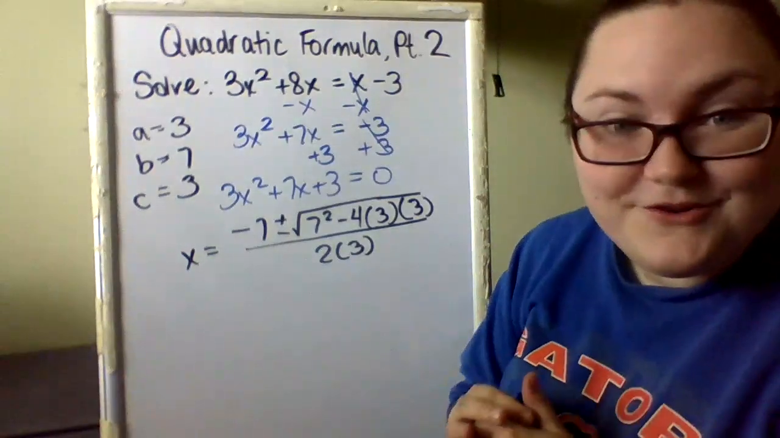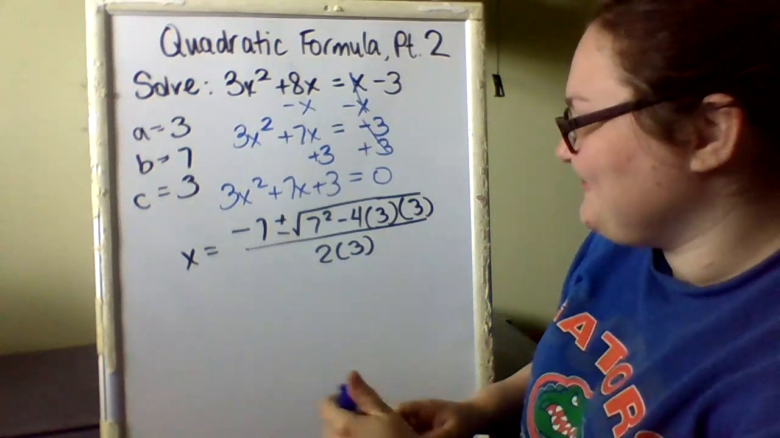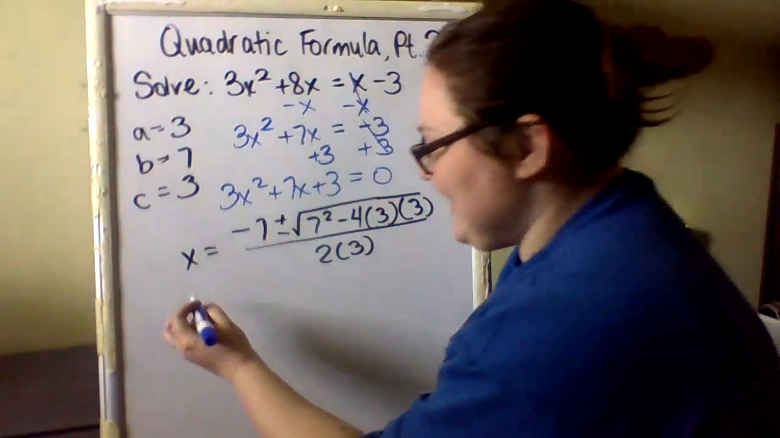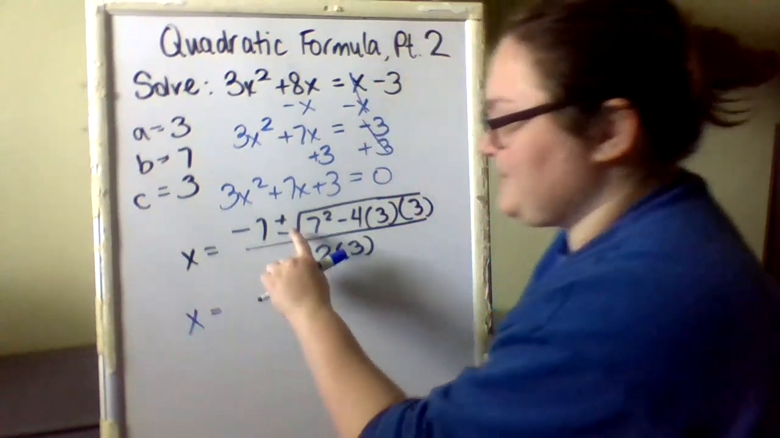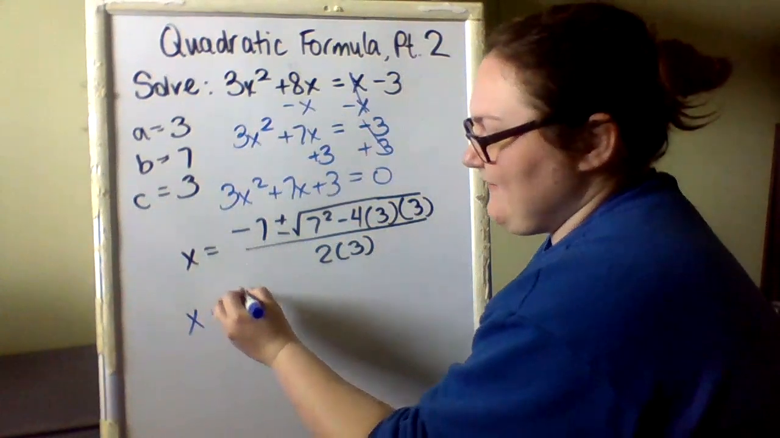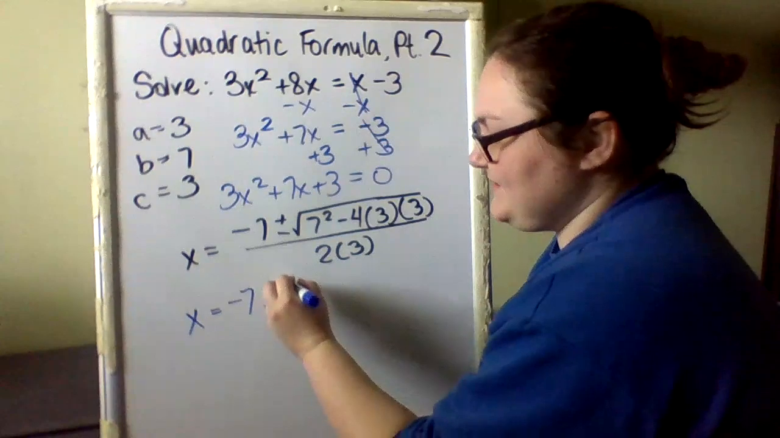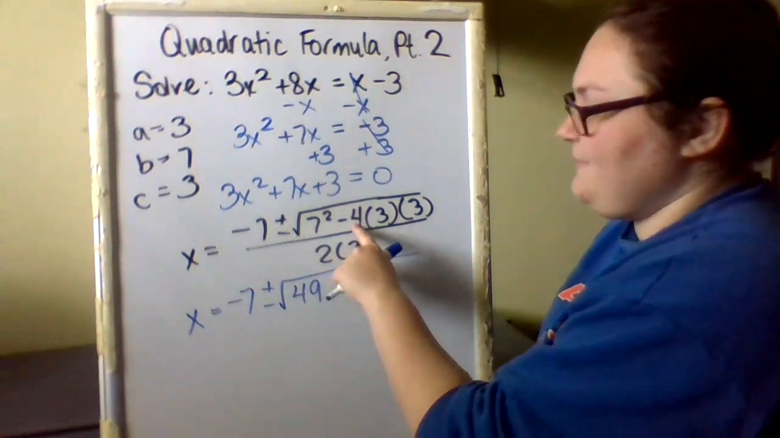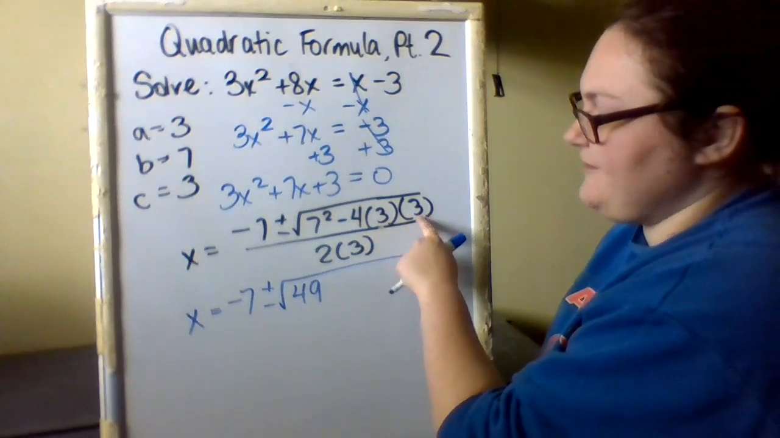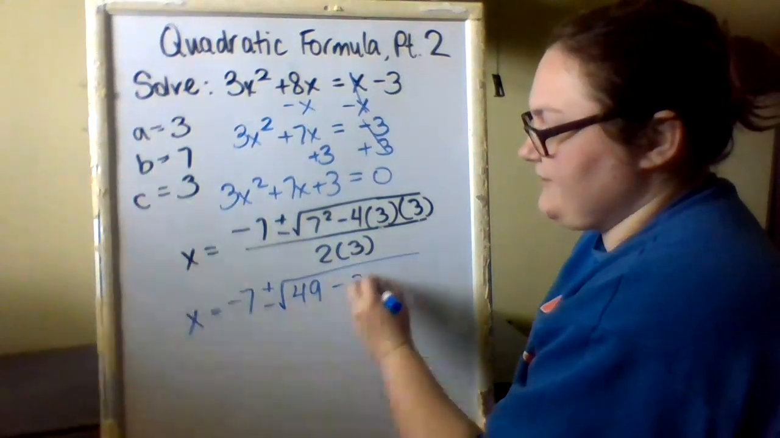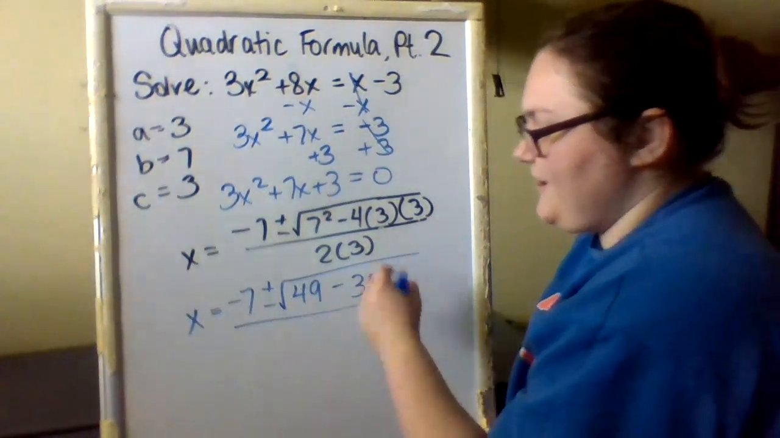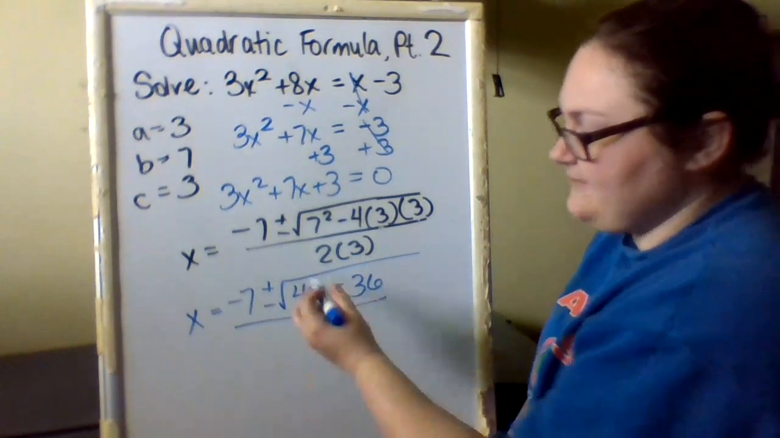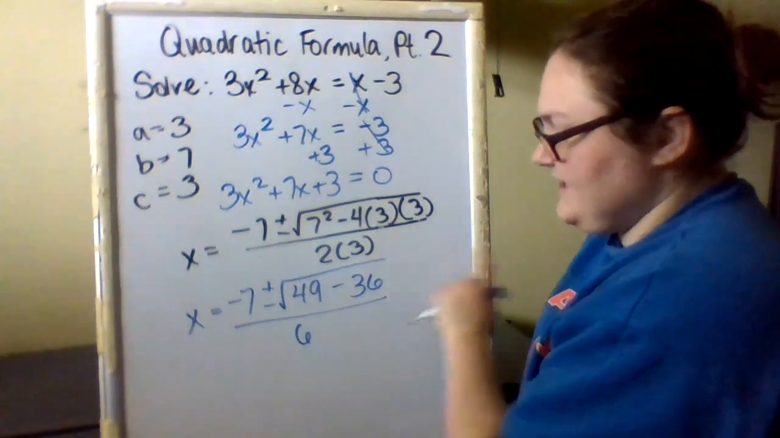All right. If you are joining us back to see where this goes, that next part we had said was we're going to focus on the square root. I've got negative 7 plus or minus square root of 49. 4 times 3 is 12, and then 12 times 3 is 36. So I'm just going to go ahead and write minus 36 all over 2 times 3. Well, 2 times 3 is 6.